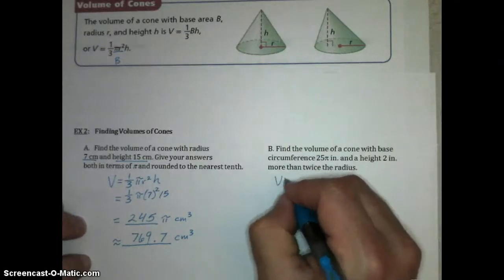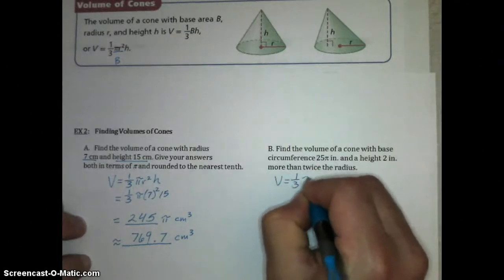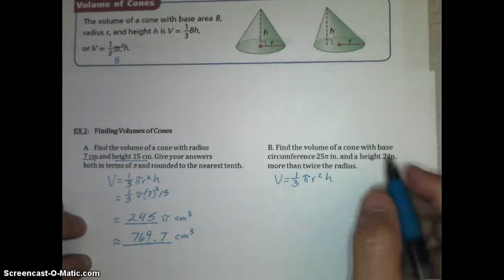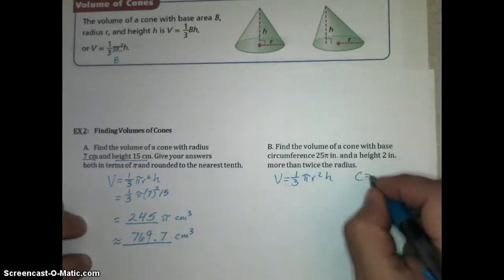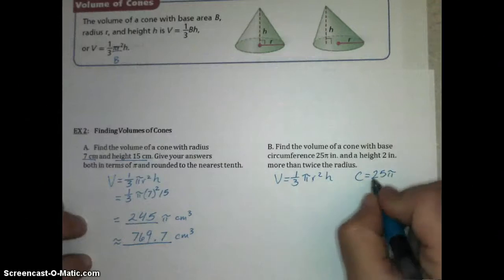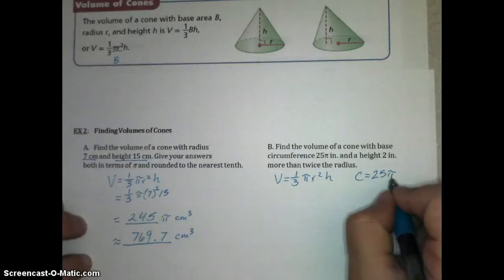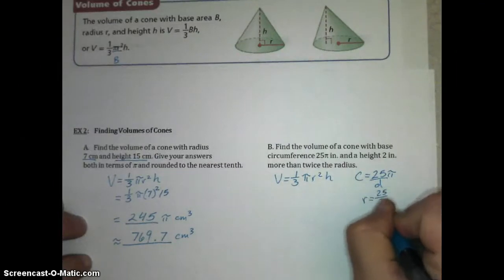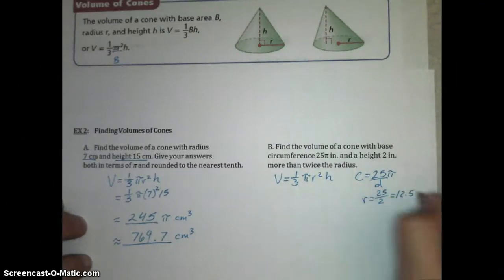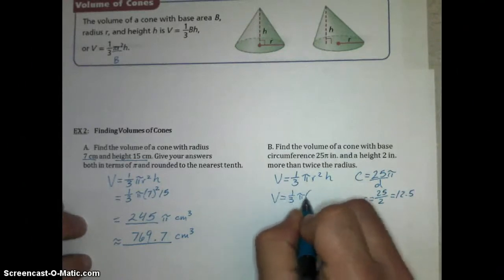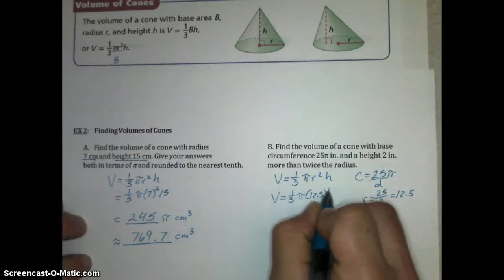So we're going to use our formula, volume equals 1/3 pi r squared h. But in order to find these two, we have to use the given information that the circumference of that base is 25 pi. Since we are given the circumference as 25 pi, that tells you that the diameter is 25, so the radius is half of 25, or 12.5. So our volume is 1/3 pi times that 12.5 radius squared.